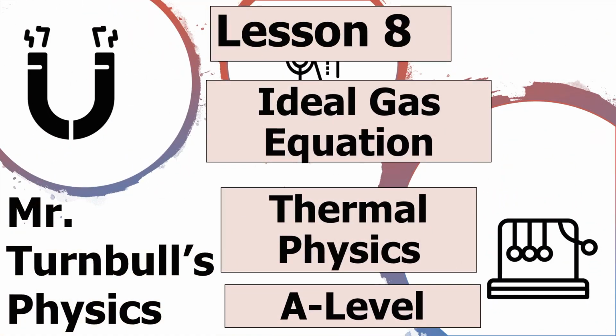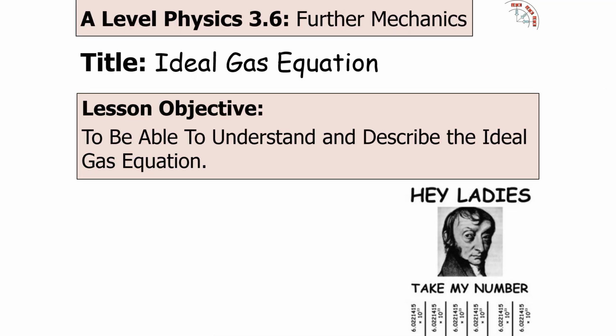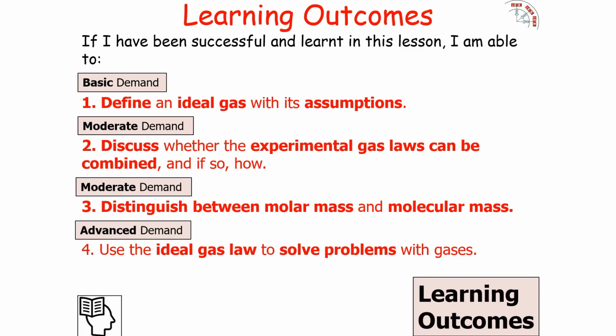Hello and welcome to the following lesson on the ideal gas equation, which is part of the thermal physics topic in AQA A-level physics. So in today's lesson, what we're going to do is try and understand and describe the ideal gas equation. If we've been successful and learnt in this lesson, we should be able to define what an ideal gas is with its assumptions, discuss whether the experimental gas laws can be combined and if so how, distinguish between molar mass and molecular mass, and then finally use the ideal gas law to solve problems with gases.